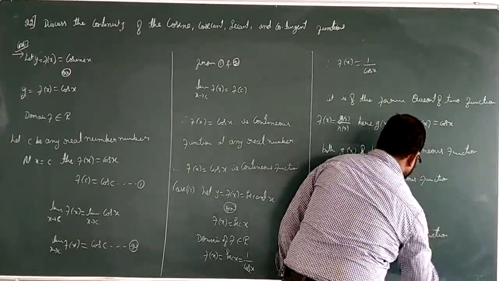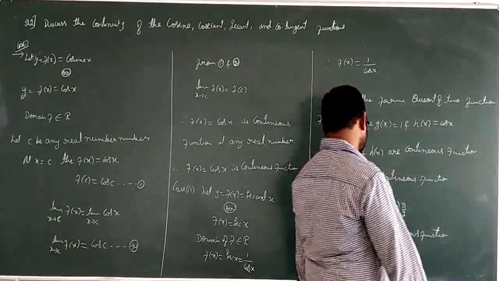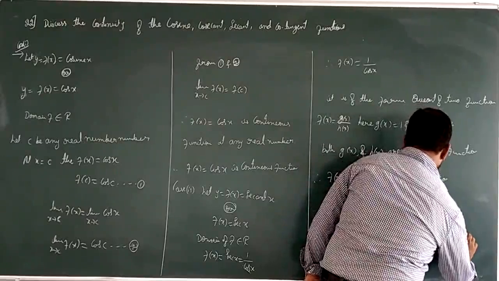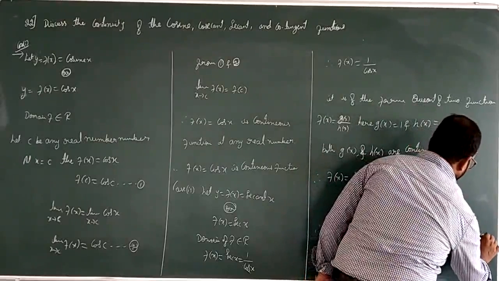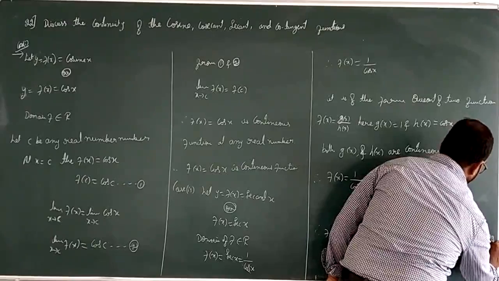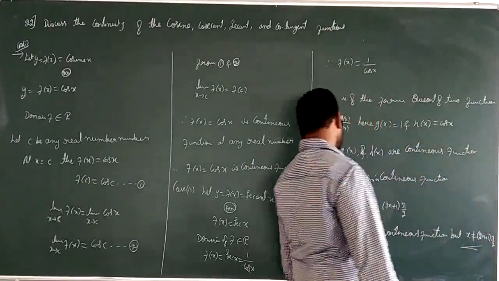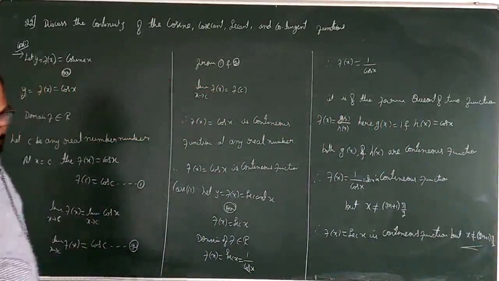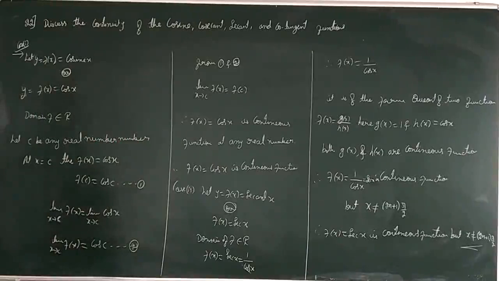Therefore f of x is equal to secant x is a continuous function, but x is not equal to (2n plus 1) pi by 2. This was the solution; first write this down. After that I will explain the remaining two, that is cosecant and cotangent, afterwards. Okay, write down.